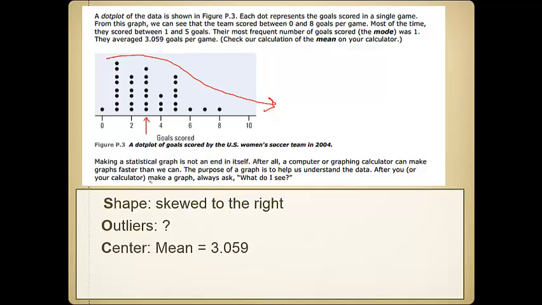But if you only describe center, that the goals scored was around 3, and you haven't talked about how spread out the data is, that could mean a lot of things.